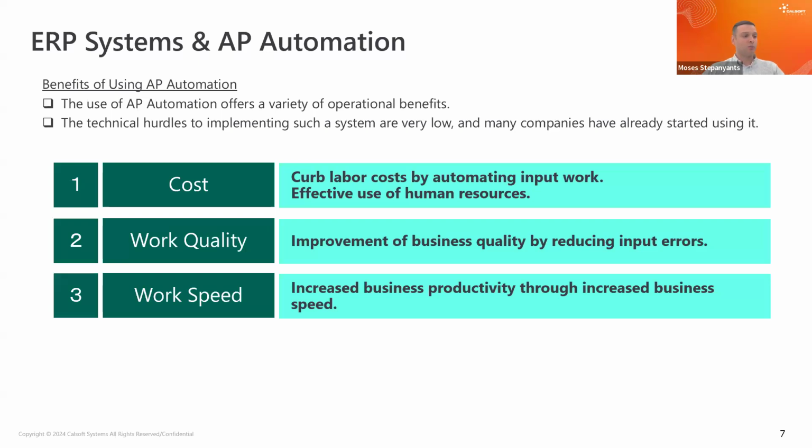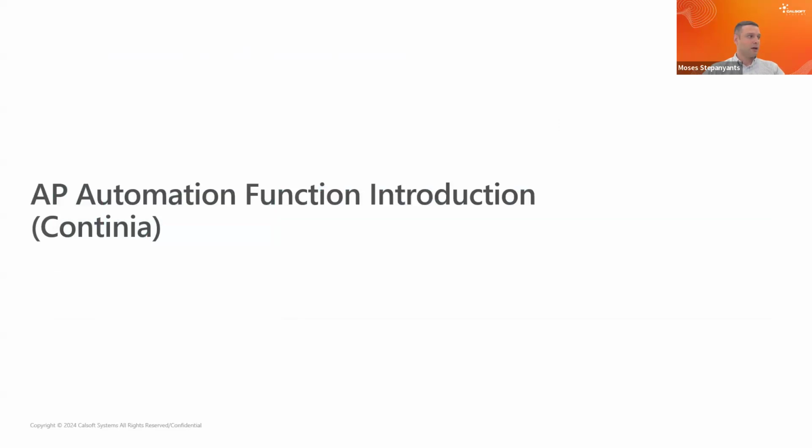And then finally, work speed, which can allow you to increase productivity because it can help you eliminate manually having to punch in invoice data every single time you receive an invoice, and then document that information in your ERP system. This can help speed things up for a business. So we'll go to the next slide.